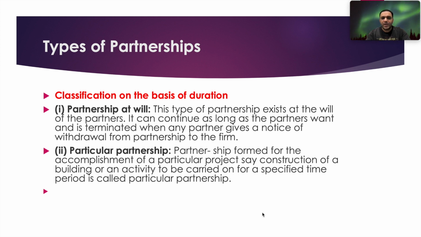Partnership at will is a type of partnership that exists at the will of the partners. It can continue as long as the partners want, and it is terminated when any partner gives a notice of withdrawal from the partnership to the firm. Particular partnership is a partnership formed for the accomplishment of a particular project, say construction of a building, or an activity to be carried on for a specified time period. So particular partnership is basically for a time being, like for this project I will work with you, for this business for 6 months I will work with you.